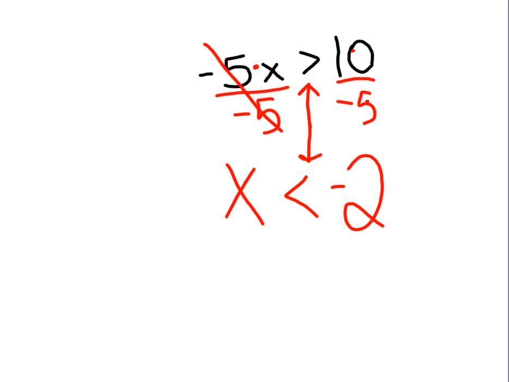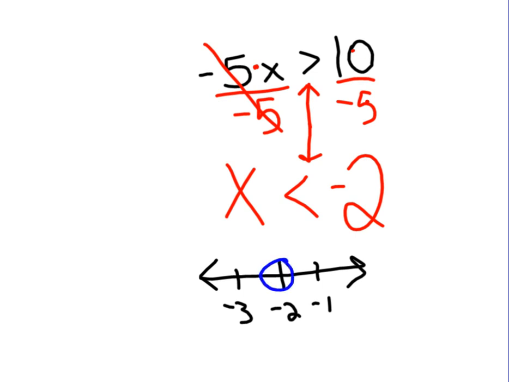And now graphing it would still be the same. I would have my number line. I've got negative 2 and negative 1, and we'll throw a negative 3 over here. I've got x is less than negative 2. The less than sign will be an open circle, and if it's less than, it should be pointing to the left.